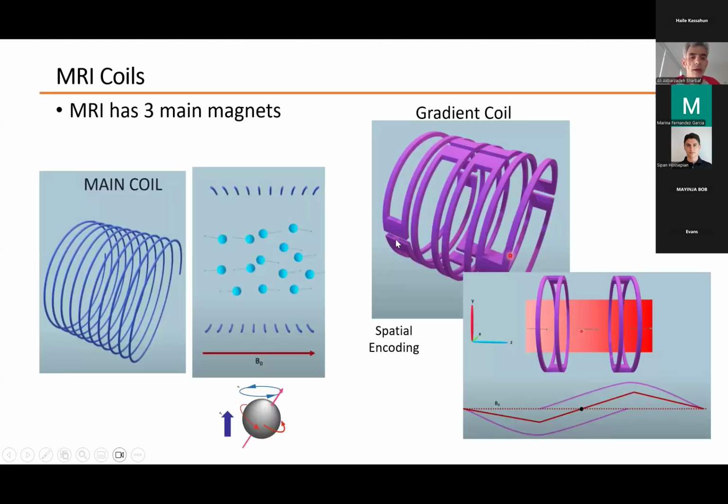Okay. I'm going to start with a short background on the MRI mechanism. I'm pretty sure you are already aware of how it works. An MRI machine usually has three main magnets, one main coil that produces the B0 field, and we know that the B0 field causes all protons to align with the B0 field.